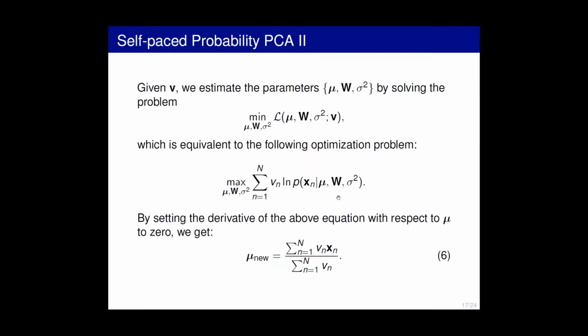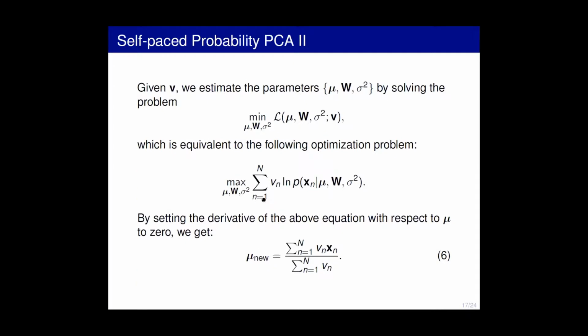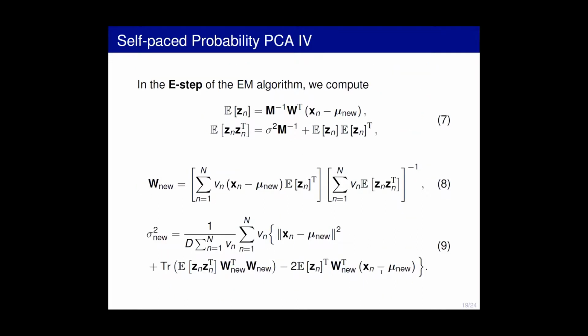So this is the algorithm. We maximize the log function, which means minimizing the negative log function. This is how mu is estimated using this optimization. Then we use the EM algorithm to minimize this function. This is getting very complicated. This is each step, how we estimate these variables.